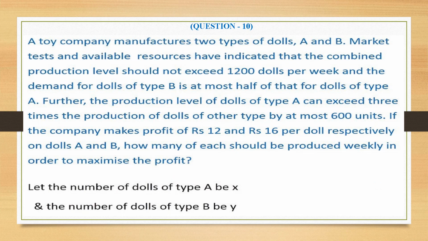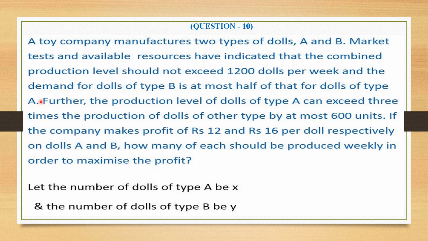Let us see question number 10. It's a very important question. It says that a toy company manufactures two types of dolls, A and B. Market tests and available resources have indicated that the combined production level should not exceed 1,200 dolls per week, and the demand for dolls of type B is at most half of that for dolls of type A.